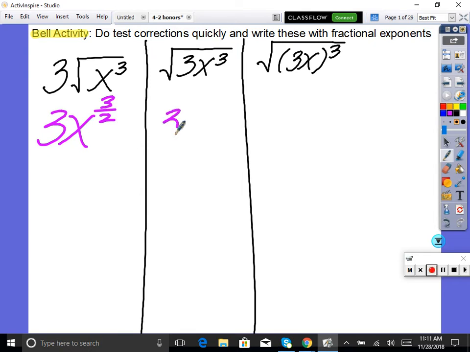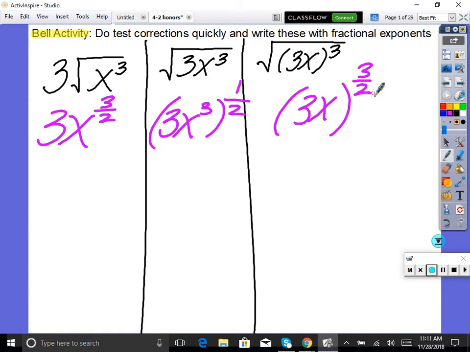3x cubed in parentheses, raised to the 1/2 power. Does everybody see why? They're both under the square root, but they have their own powers. This one's the obvious one. They're both raised to the 3/2 power. Okay, good. Here we go.